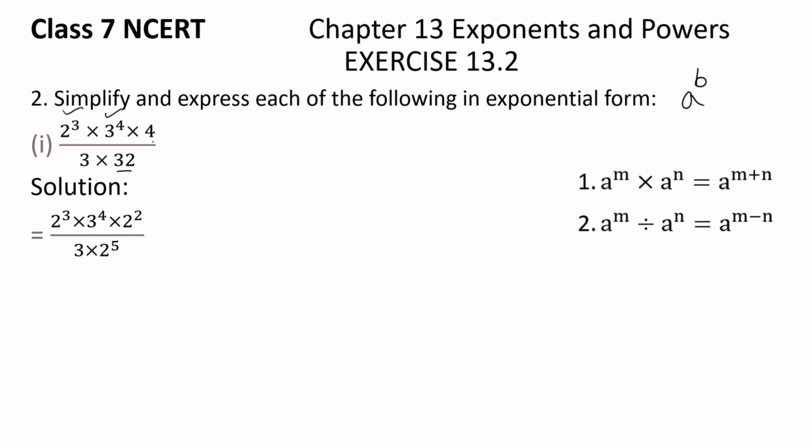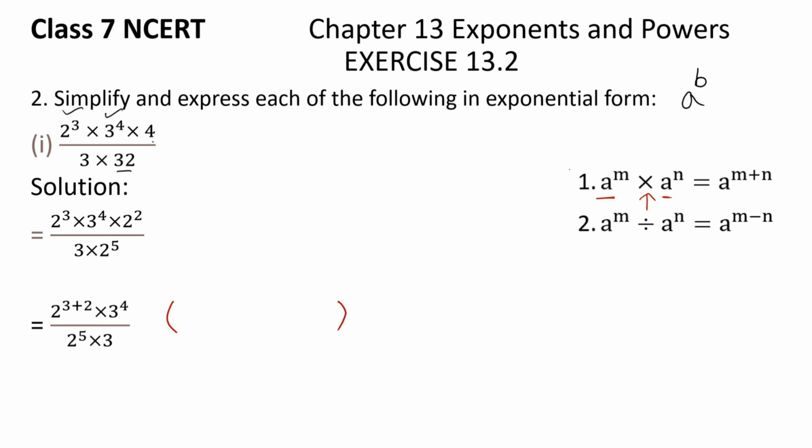Now we are going to apply the first rule, which is if you have the same base and there's a multiplication sign, then we add the exponents. So here 2 raised to the power of 3 and 2 raised to the power of 2, we are going to add the exponents. So that would be 2 raised to the power of 3 plus 2 into 3 raised to the power of 4. And then I have just interchanged 2 raised to the power of 5 this side into 3. So let's simplify this. Here you need to mention the law that you are using.